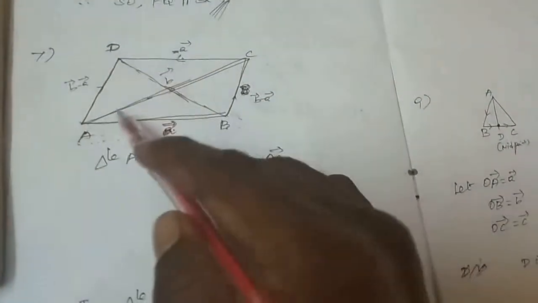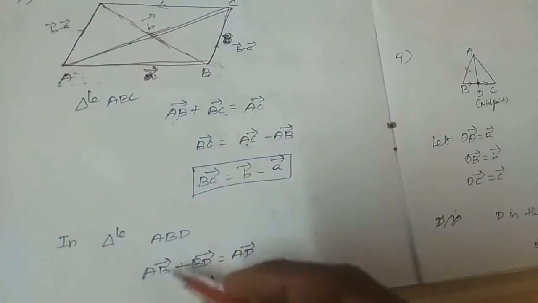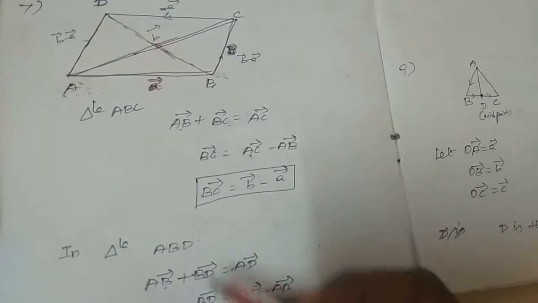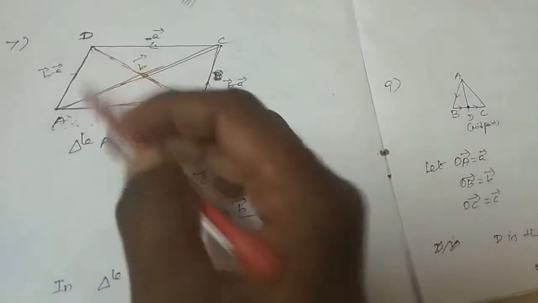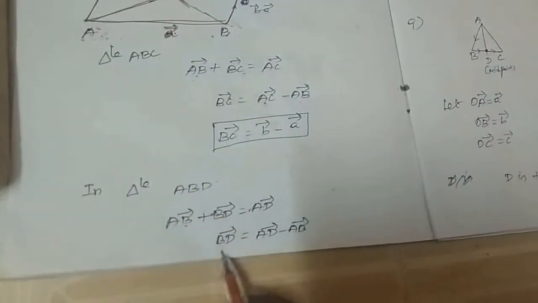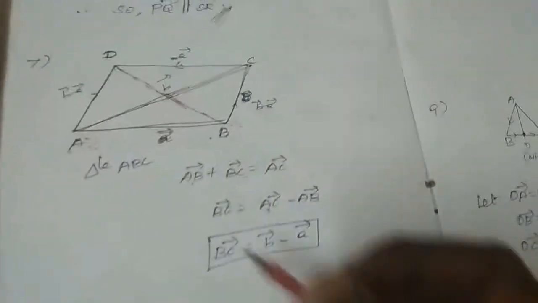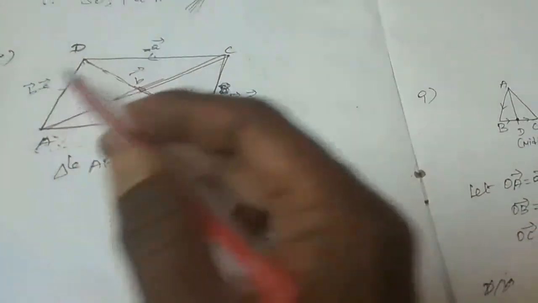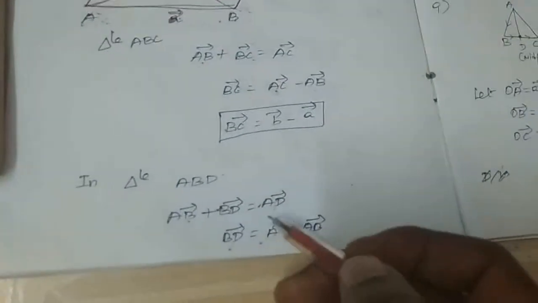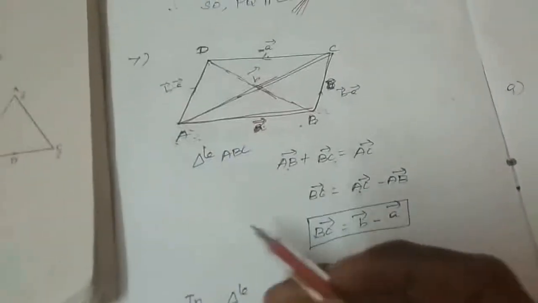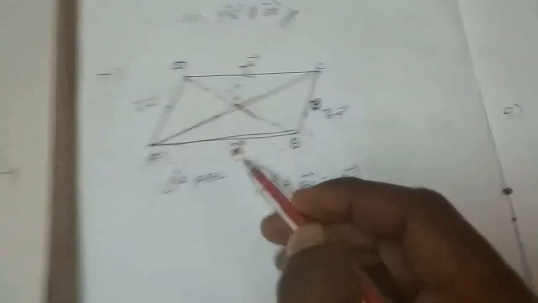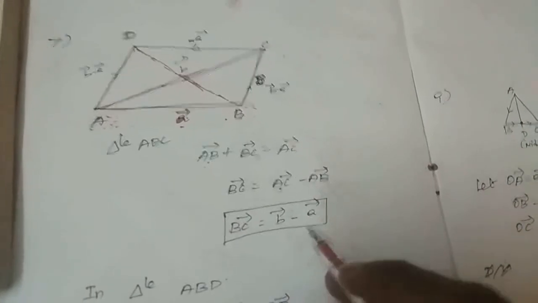Now in triangle ABD, AB plus BD equals AD. So BD equals AD plus AB in the opposite direction, minus AB. What is the AD value? AD is B minus A. What is AB? AB is A, so minus A is here. So minus A minus A gives minus 2A vector. So BD vector equals B minus 2A vector, and BC vector equals B minus A vector.